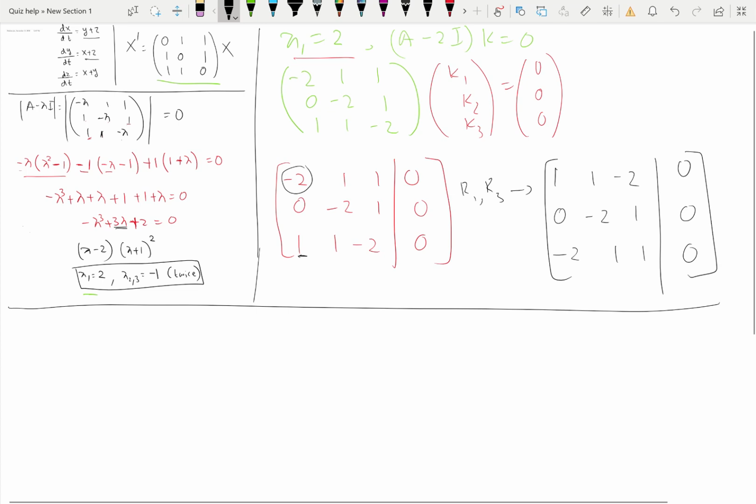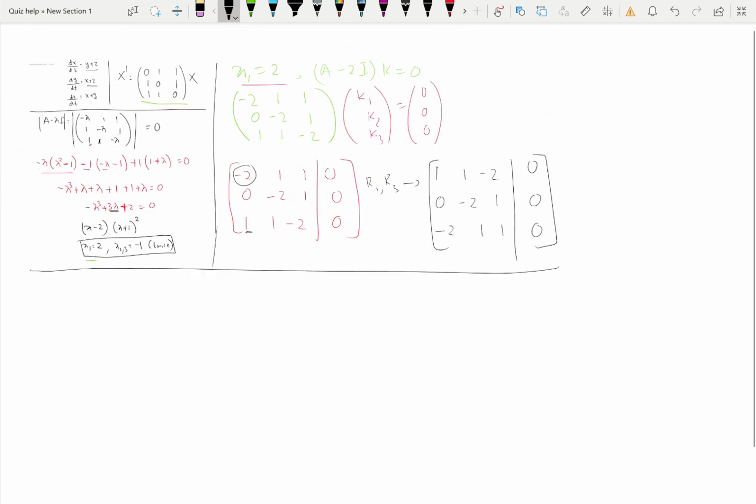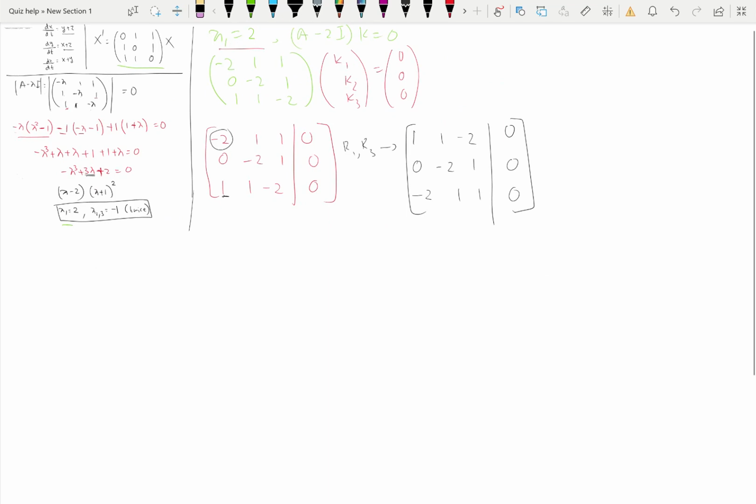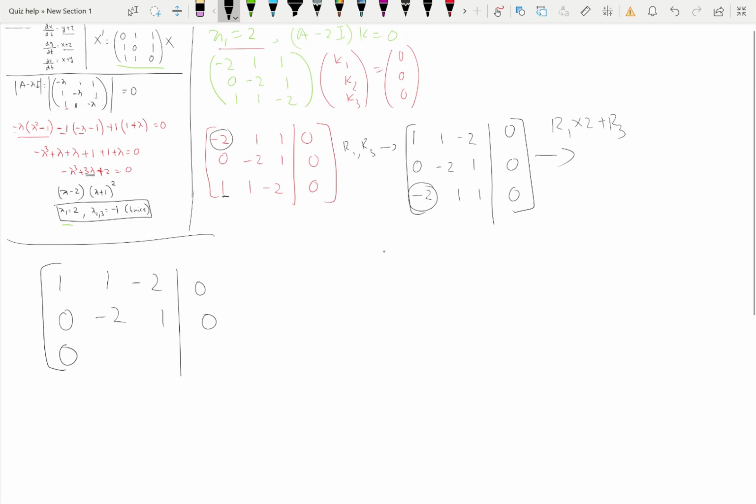I have to be very careful, especially when I'm doing a video. Now what can I do here? We want to make this negative 2 into 0. So multiply R1 by 2 and add it to R3. So I will write it here: 1, 1, negative 2, 0; 0, negative 2, 1, 0; and here it will be 0, 2 plus 1 is 3, negative 2 times 2 is negative 4, negative 4 plus 1 is negative 3, 0. Okay, so we get this.